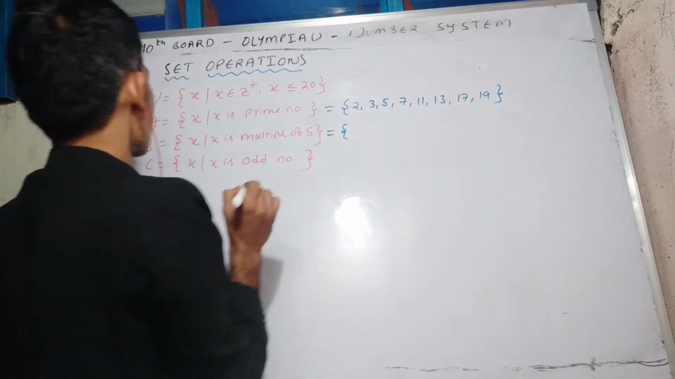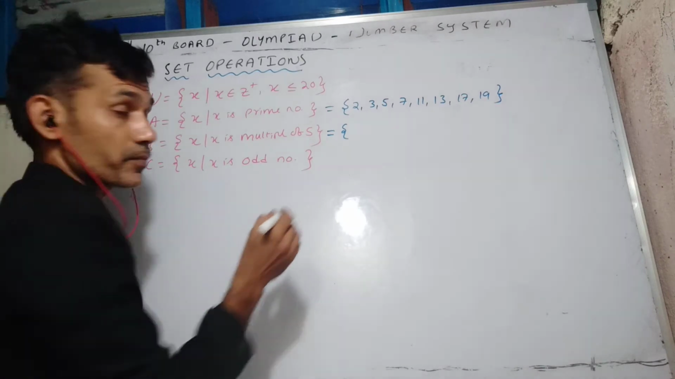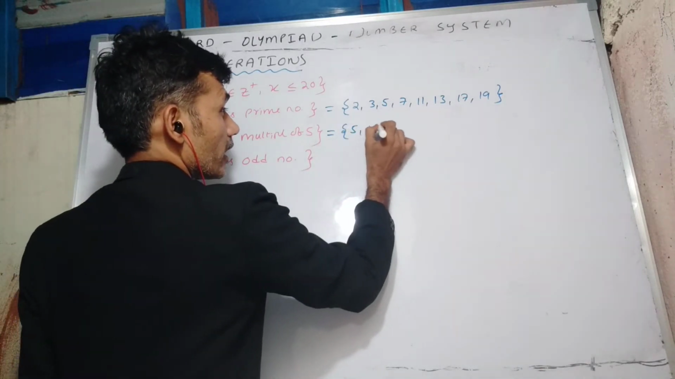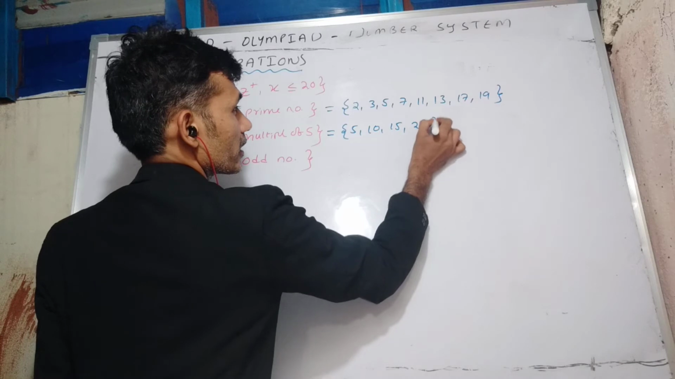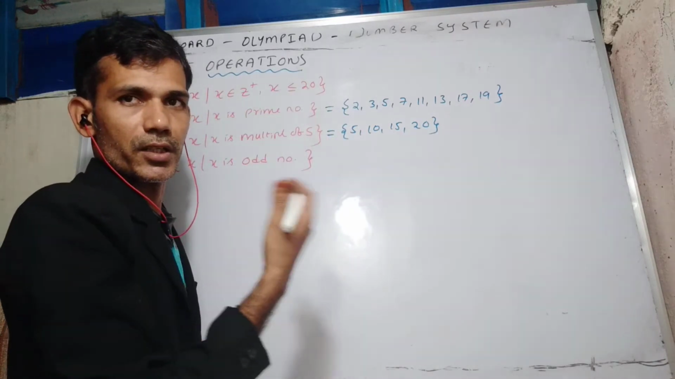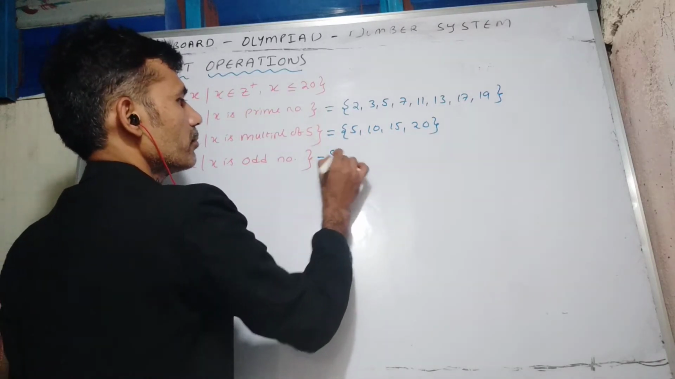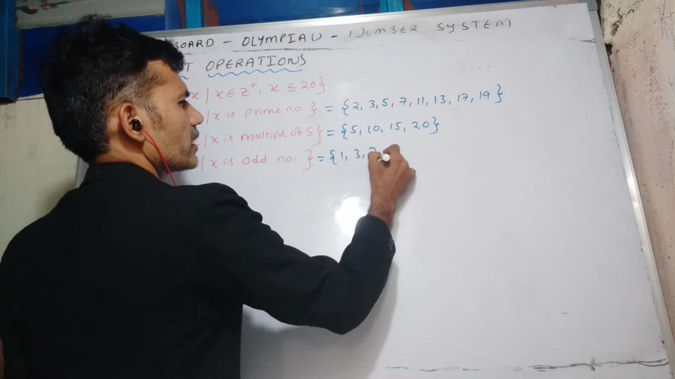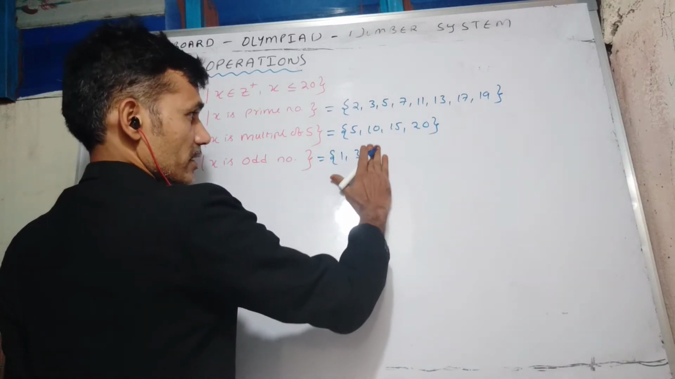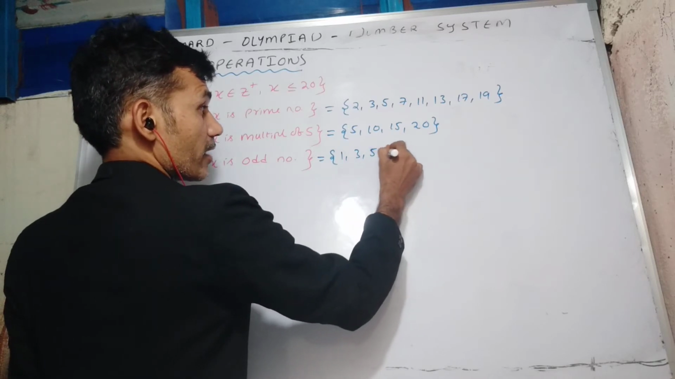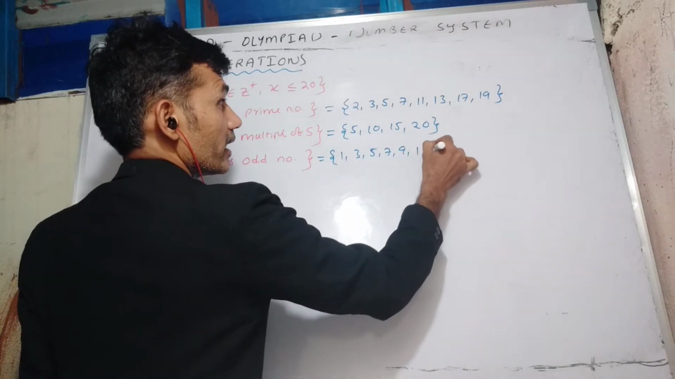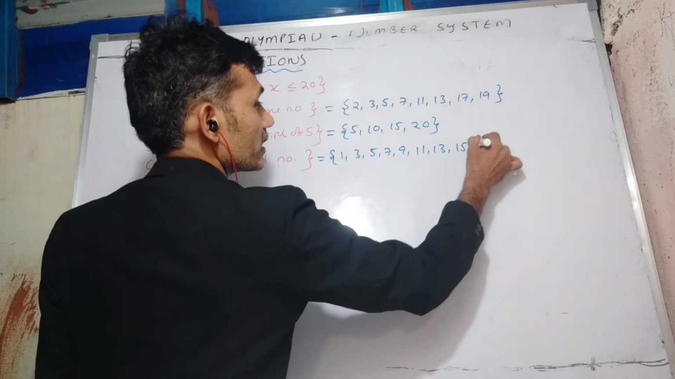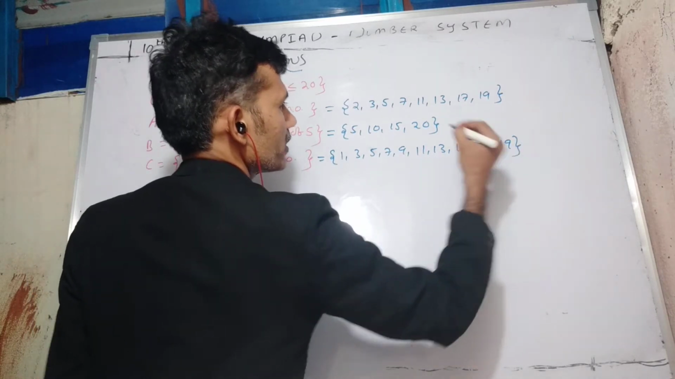Next, multiples of 5: 5, 10, 15, 20. You can't go more than that. Odd numbers we want. Odd numbers means 1, 3, 5, 7, 9, 11, 13, 15, 17, 19. They are the odd numbers.